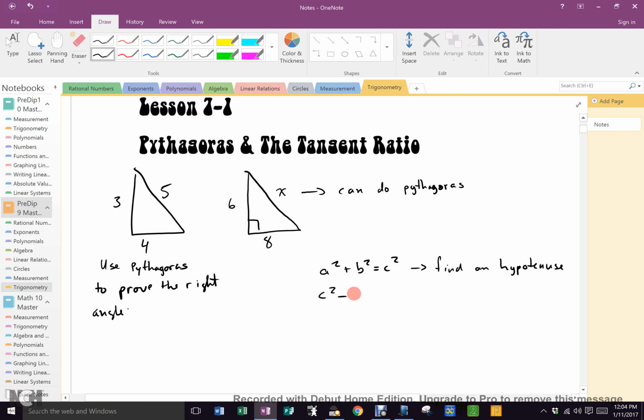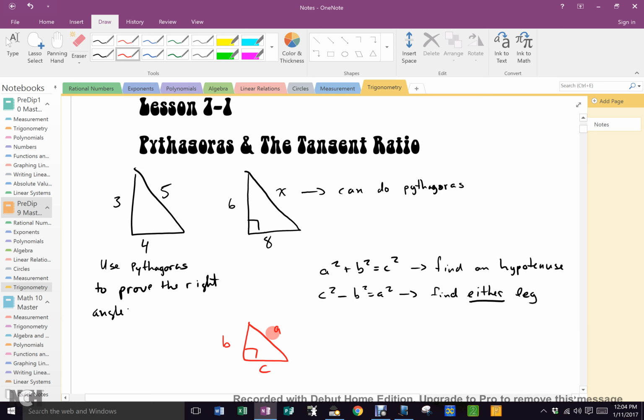And c squared minus b squared equals a squared. That will find either leg. Does Myers like referring to it as a squared, b squared, c squared? No. Why? Because it can be any variable. I could even give you this. Would a squared, b squared, c squared work on this red triangle? Why not? Because I put the hypotenuse in for a.